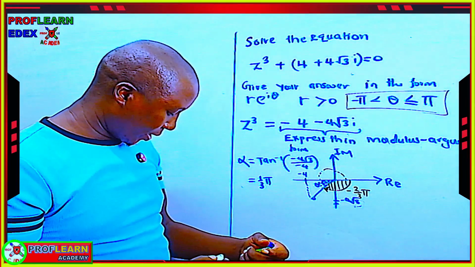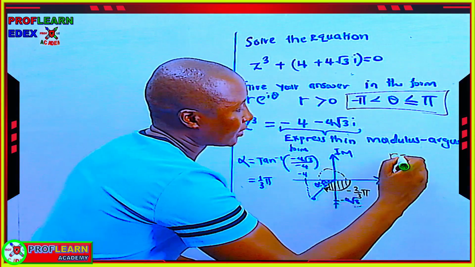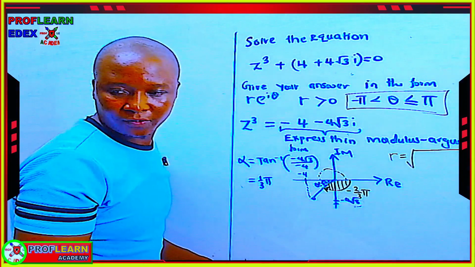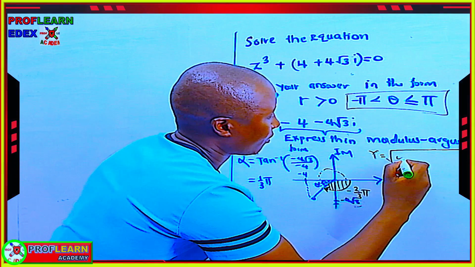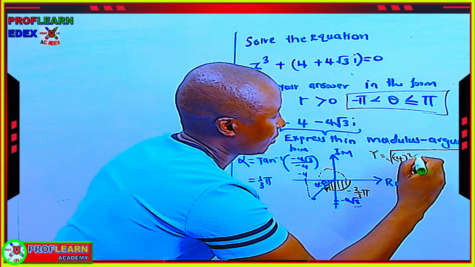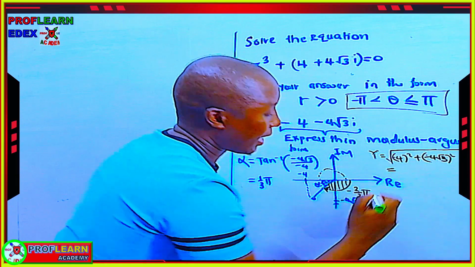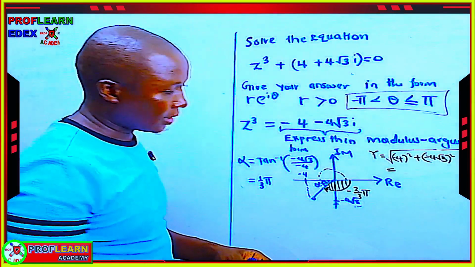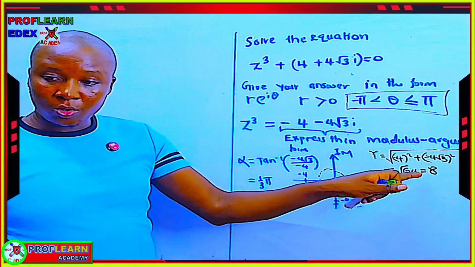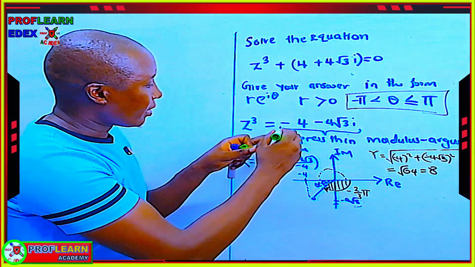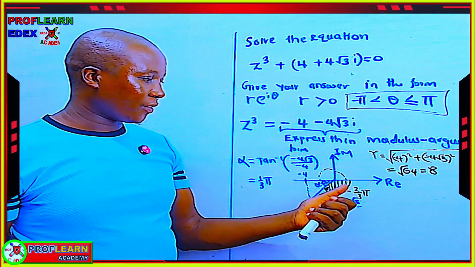So something else that we really need to understand here is to work out the modulus, and the modulus is going to be square root of negative 4 squared plus negative 4 root 3 squared. And if we work out the modulus, in that case we are going to get square root of 64, and that's going to be 8. The modulus of this complex number that we are having here is 8, and the argument is negative 2 over 3 pi.